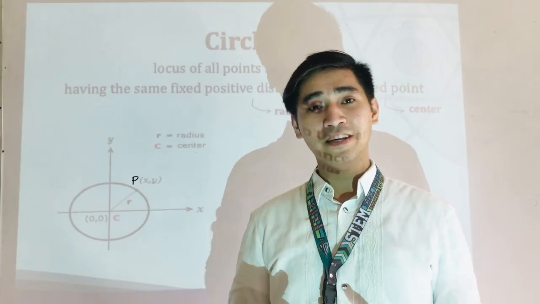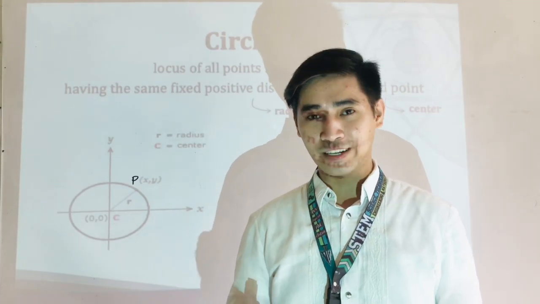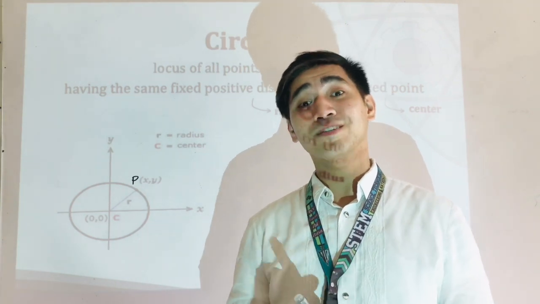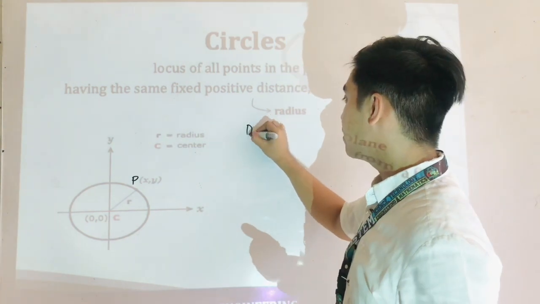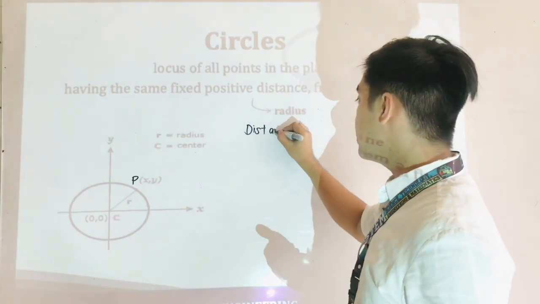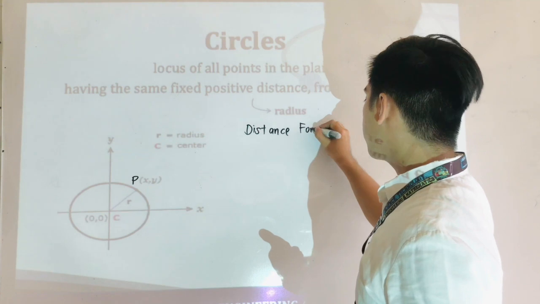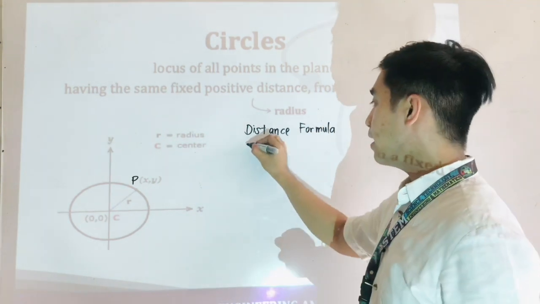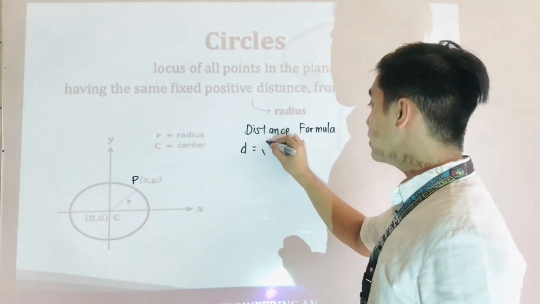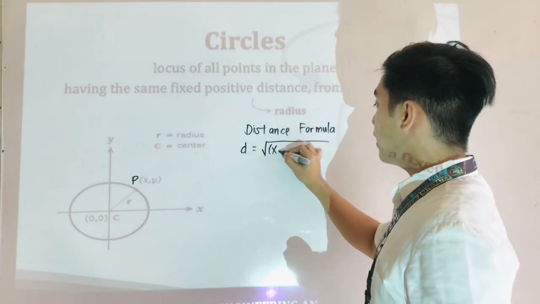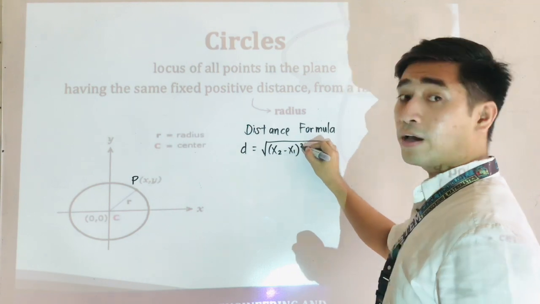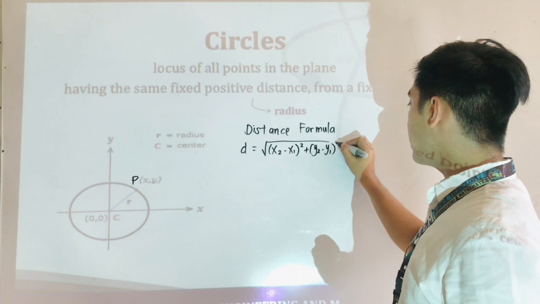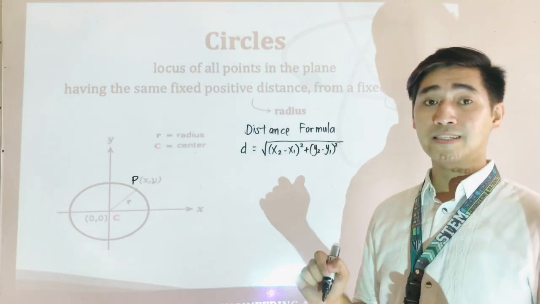So let us now try to derive the standard equation of the circle. In order for us to derive the standard equation of the circle, we need to use the distance formula. So what is the distance formula? The distance formula is d equals the square root of (x sub 2 minus x sub 1) quantity squared plus (y sub 2 minus y sub 1) quantity squared.